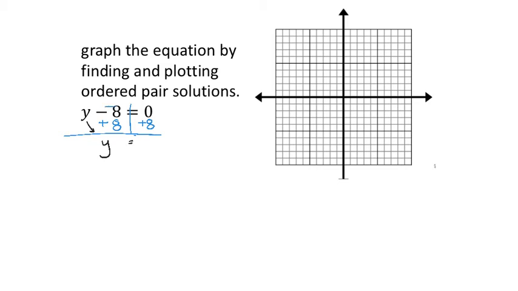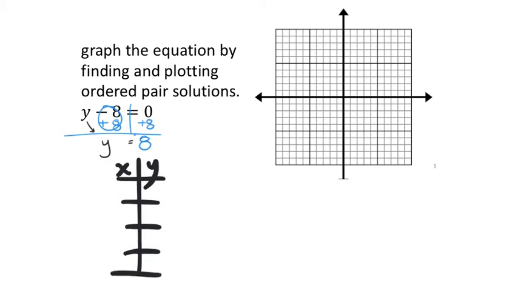And then negative 8 plus 8, that's 0. And then 0 plus 8 is 8 right there. See how y equals 8? That's our actual equation. That's okay to have an equation like that because, and I'll do this with the table here, x and y. We can do a few values in this table, okay?